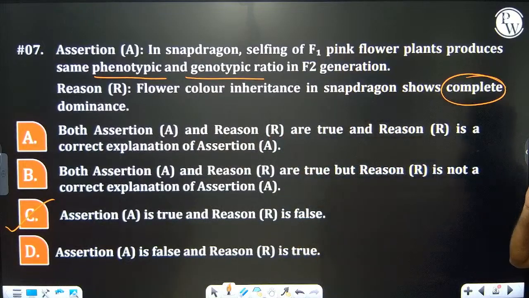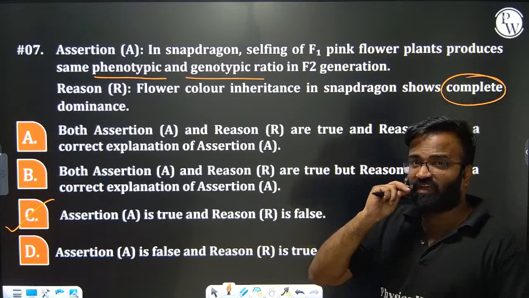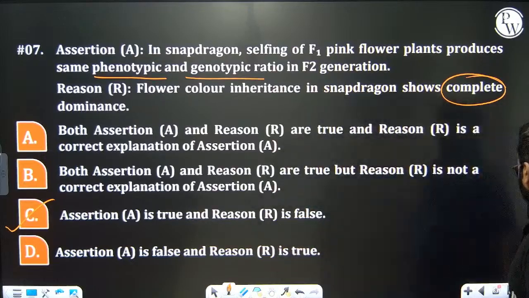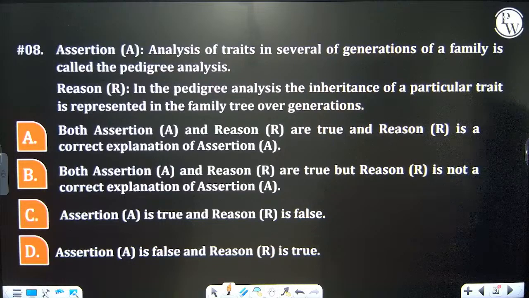Assertion is true and reason is false. Next, let's go through the next question. Analysis of traits in several generations of a family is called pedigree analysis. True.